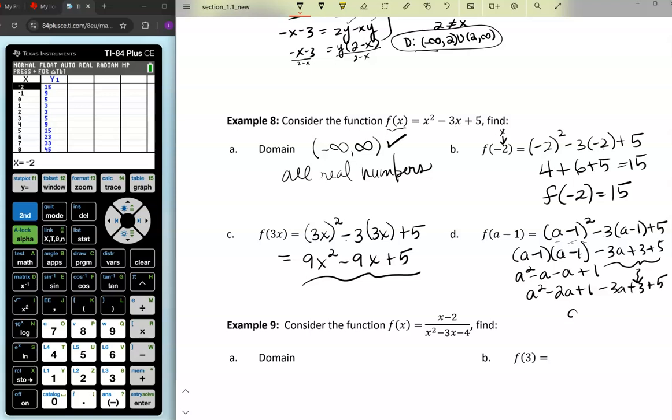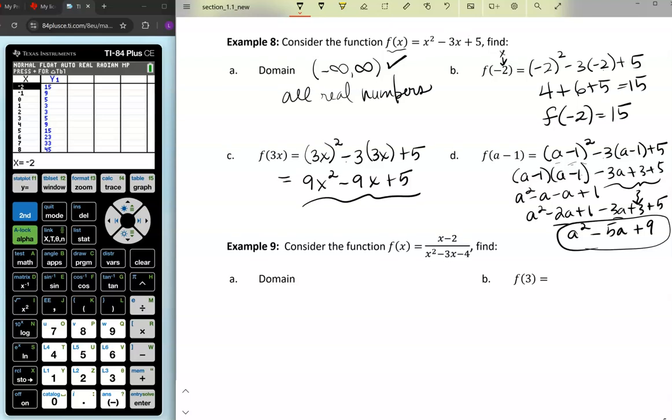And combining like terms, I get a squared minus 5a plus 1 plus 3 plus 5, which is 9. There's the answer to that. Okay, one last problem on this page.